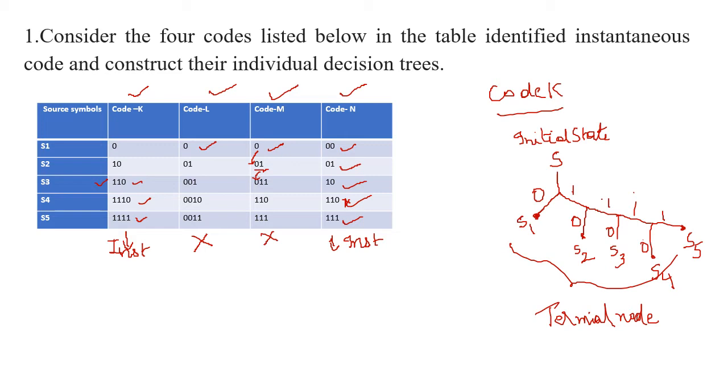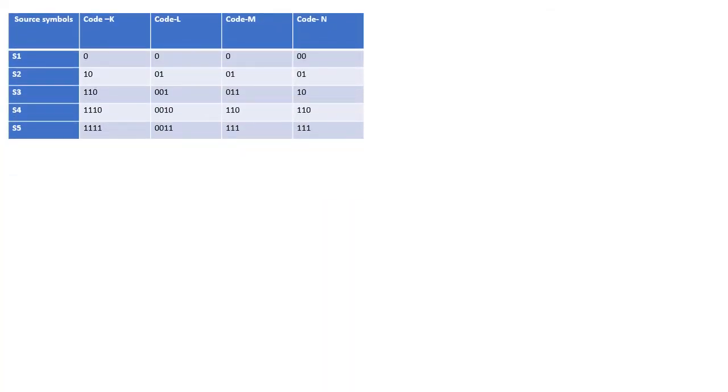We'll do it in the next slide. We'll try to write the code tree for code L. So code L from the table will start from the initial state S. We'll try to put two branches. One will be 0, the other one will be 1. So 0 is nothing but symbol S1.